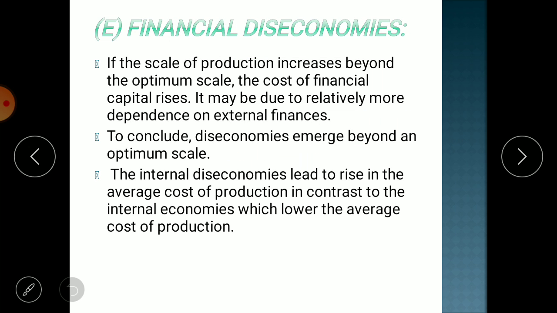Then financial diseconomies. If the scale of production increases beyond the optimum scale, the cost of financial capital rises. It may be due to relatively more dependence on external finances. Take an example that you have the form of organization which is a joint stock company, and you know that in a joint stock company the sources of finance are internal and external. In internal we are taking ownership capital, equity share capital, and then in borrowed capital we can have debentures, bonds, bank loans, etc.